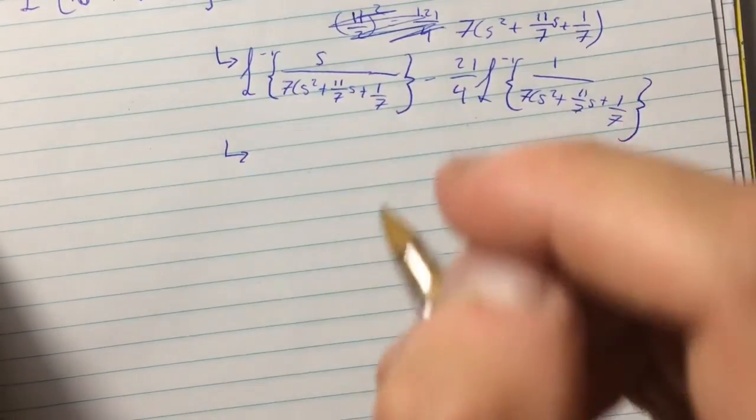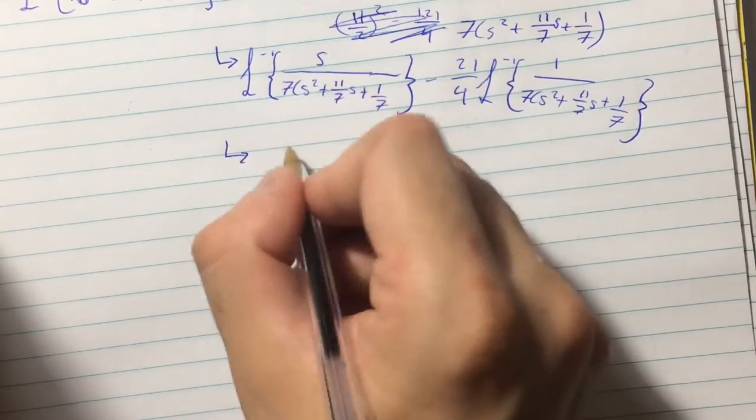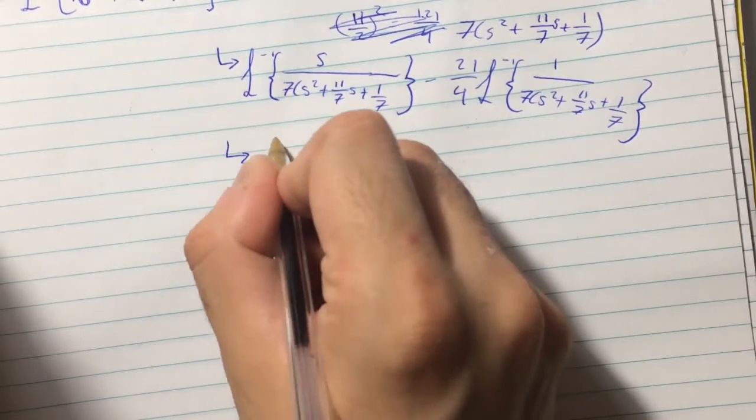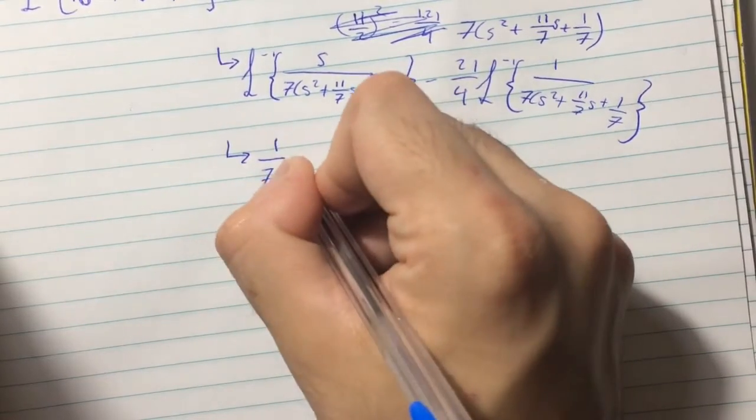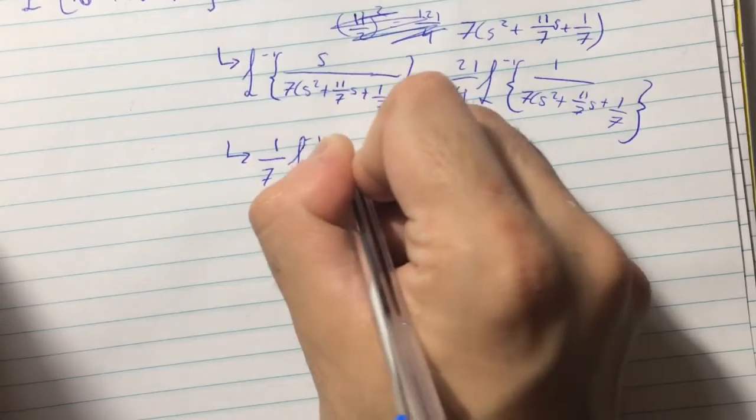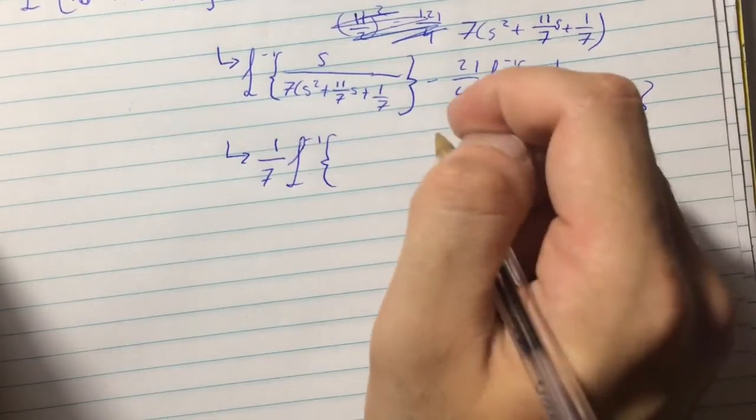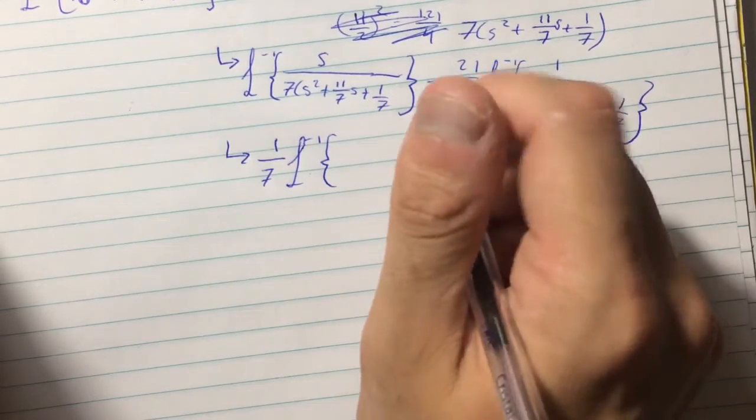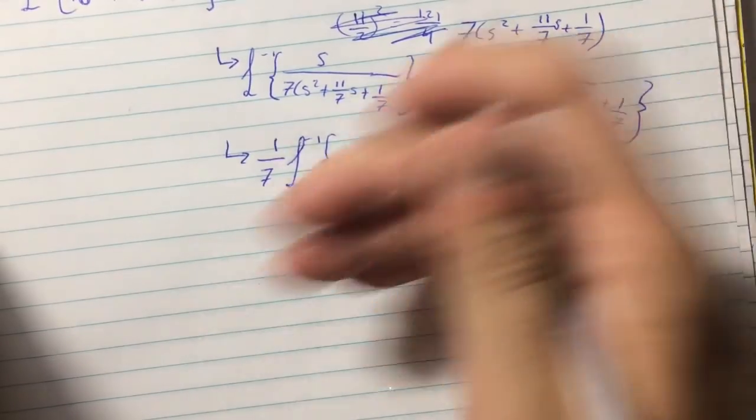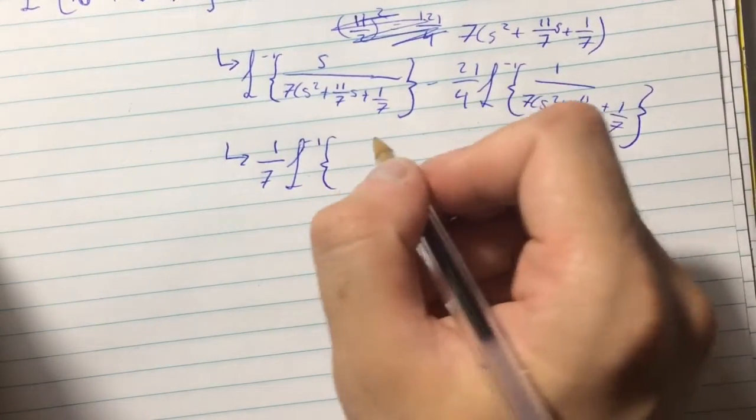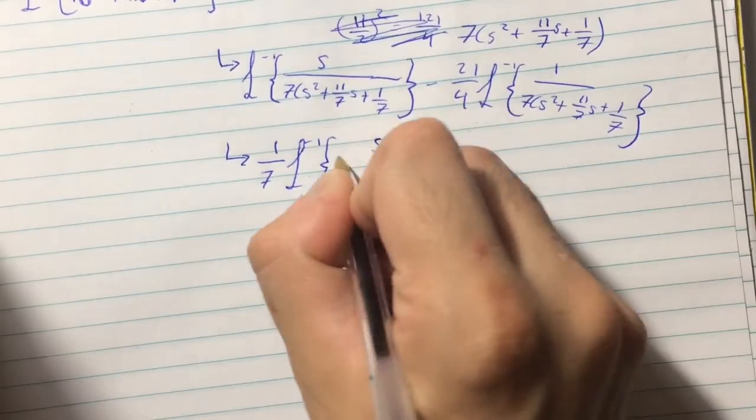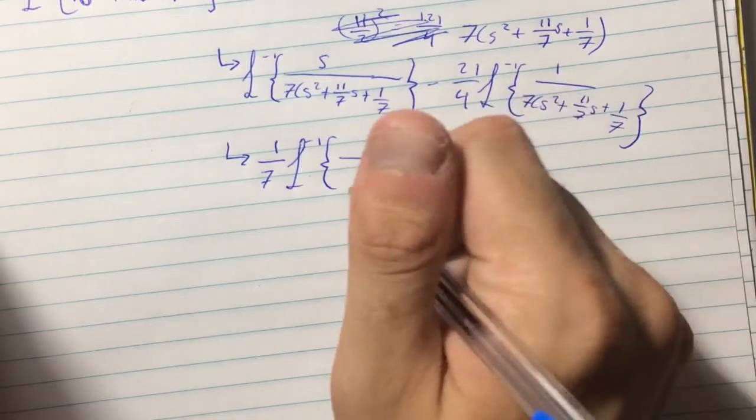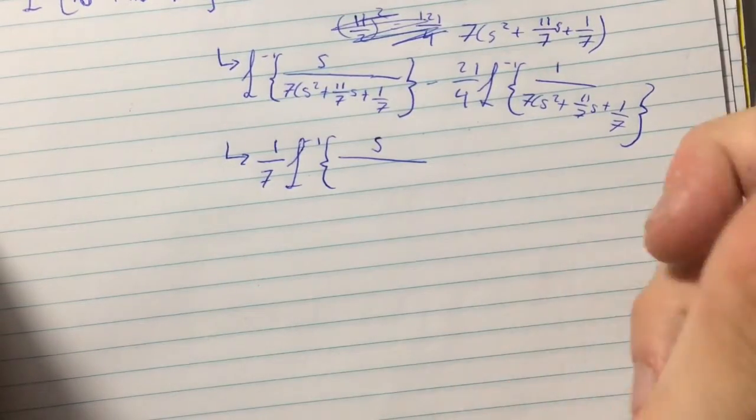So what we're going to do here is take 1 over 7 out the front. So that's 1 over 7 multiplied by the inverse Laplace transform. That's like my favorite thing to say, multiplied by the inverse Laplace transform. Say it so elegantly. Alright, I need to get a Laplace. So that's multiplied by s, you know the drill. Now I can complete the square.